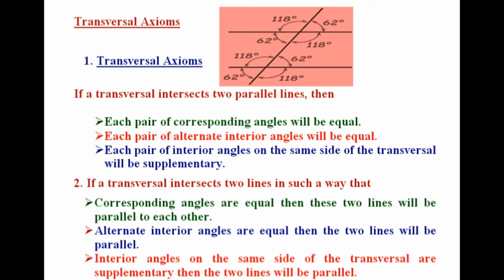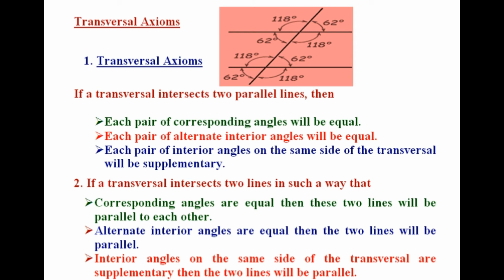So always if two lines are parallel, then each pair of corresponding angles will be equal. Same way, each pair of alternate interior angles will be equal. You see the alternate interior angles 62. Alternate interior angle 62, 118. Inside the lines you have 62, you see alternate interior. Again 118, you see alternate interior angles. Clear? They are equal.